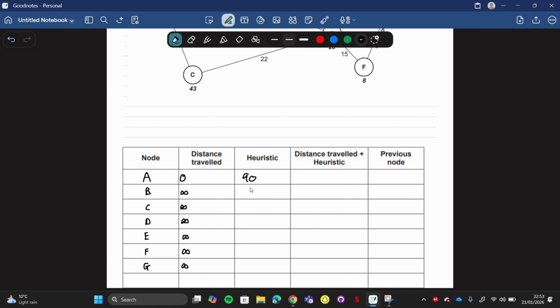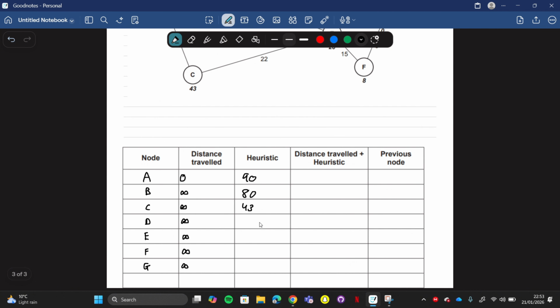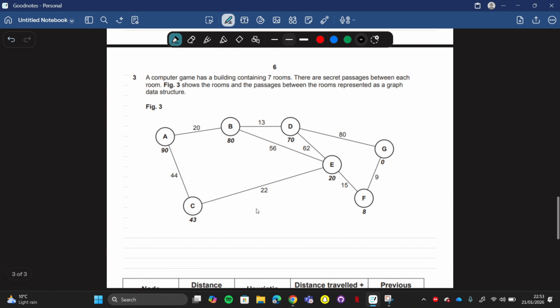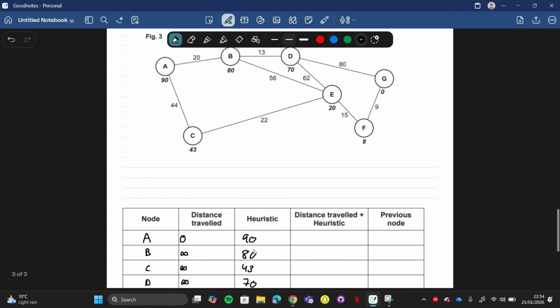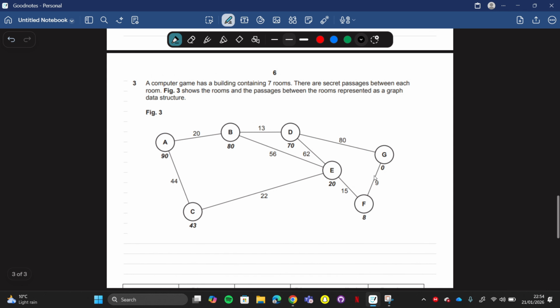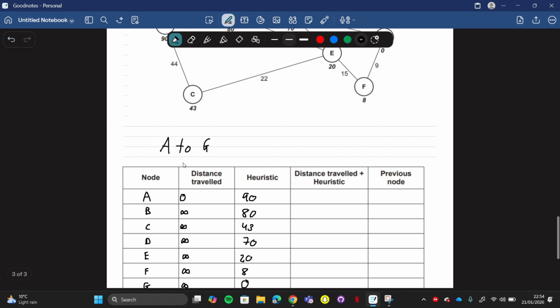So we have 90 for A, for C we have 43, B we have 80, D we have 70, E we have 20, F we have 8, and G, as you can see, is its destination node, which is cut out in the question, but we're going from A to G, is 0, because it's the destination node. So let's go through the algorithm.